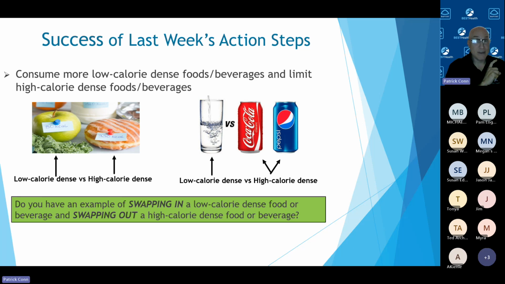Plus, that's a My Plate tip for your dairy products. Move to low fat to fat free. Anyone else with an example?